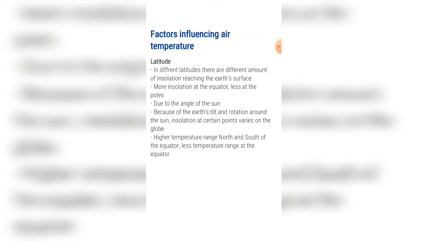Higher temperature ranges north and south of the equator, and there is a less temperature range at the equator. So this means that at the equator, the temperatures basically stay the same throughout the year, but the further north and south you go, the greater the range of temperatures.